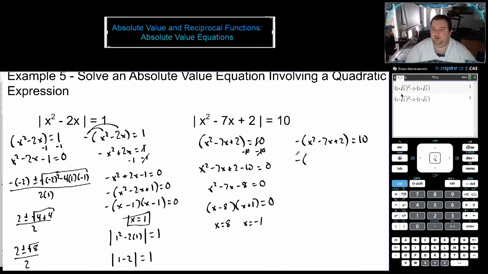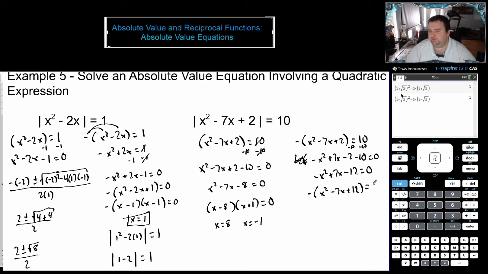I don't want to do that. I want to factor this in, of course. So negative x squared plus 7x minus 2. Let's subtract the 10 again. Okay, same like we did last time. Minus 10 equals 0. This is minus x squared plus 7x minus 12 this time equals 0. Let's factor out that negative sign. x squared minus 7x plus 12.